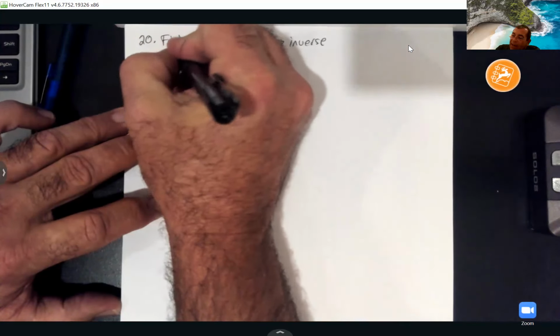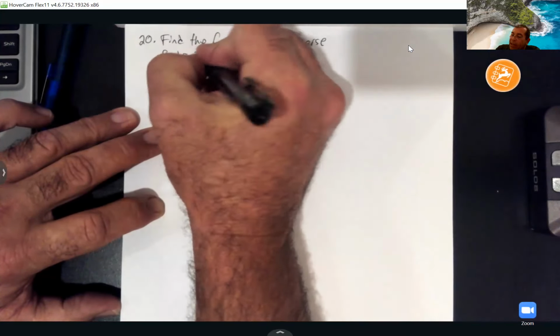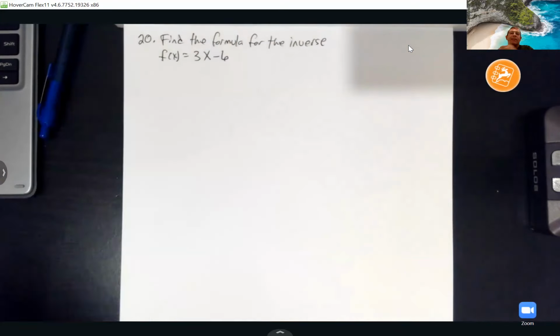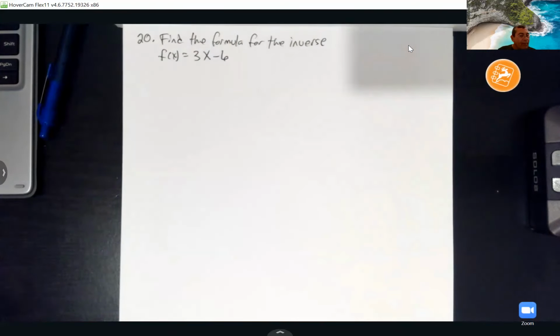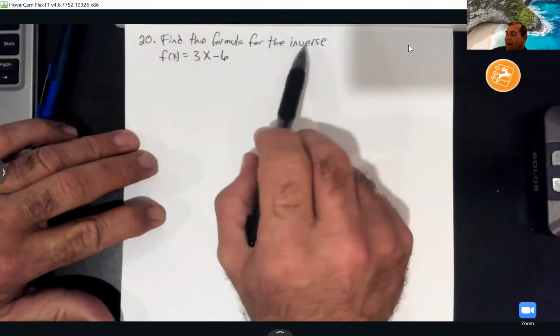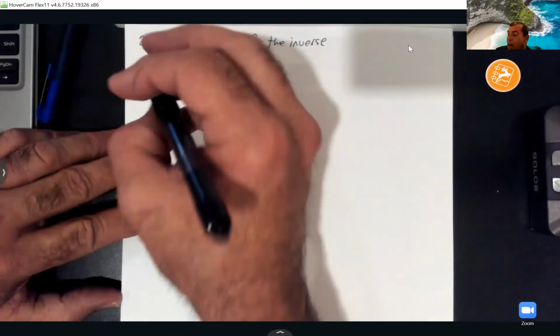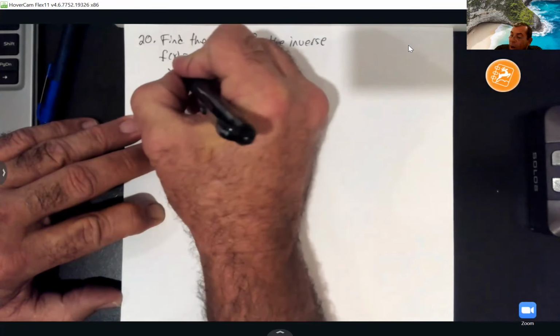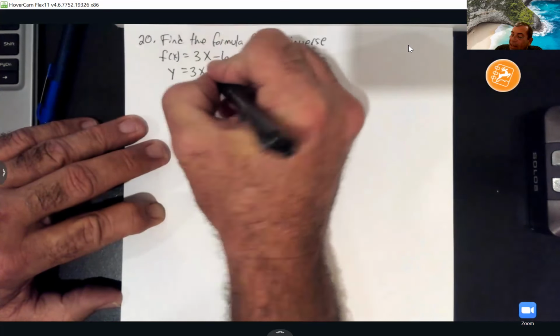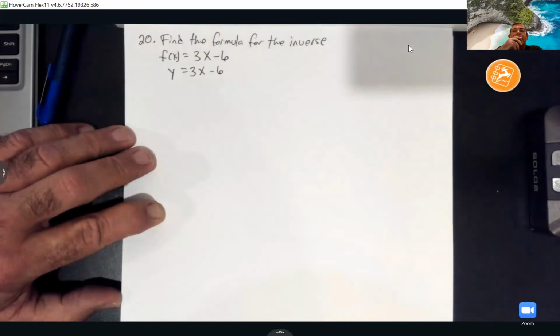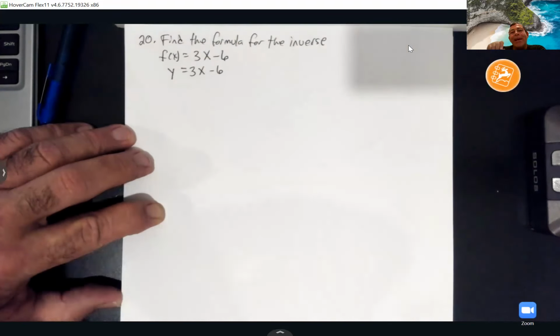So I got f of x equals 3x minus 6. So let's see if y'all remember. To find the inverse, I'm going to replace f of x with a y. So it's going to be y equals 3x minus 6. So y'all, what did we do next when we were finding the inverse?